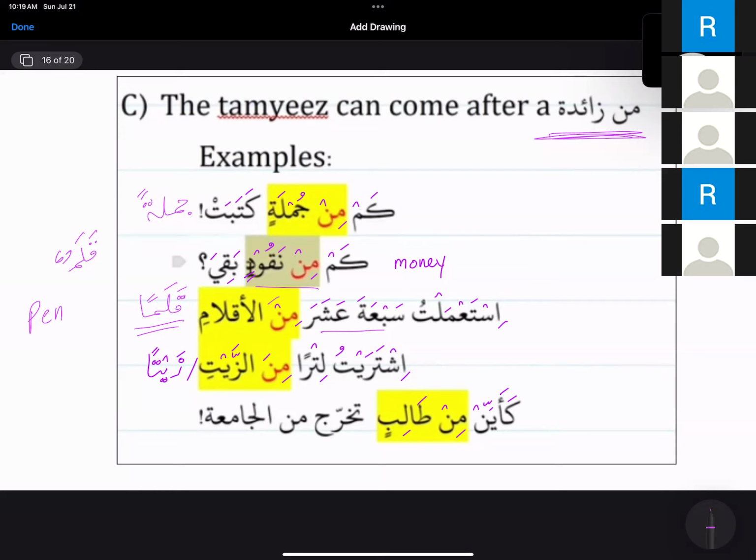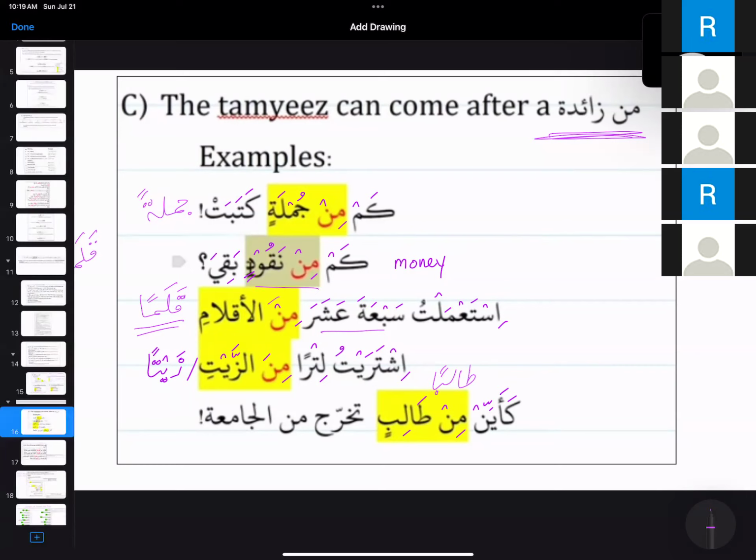Yes. Ka'ayin min talibin takhruju min al jamia, right? So it could be taliban, right? If we are saying how many students came out from the university. So, but we can use it with min, talibin. Taliban. Yeah.